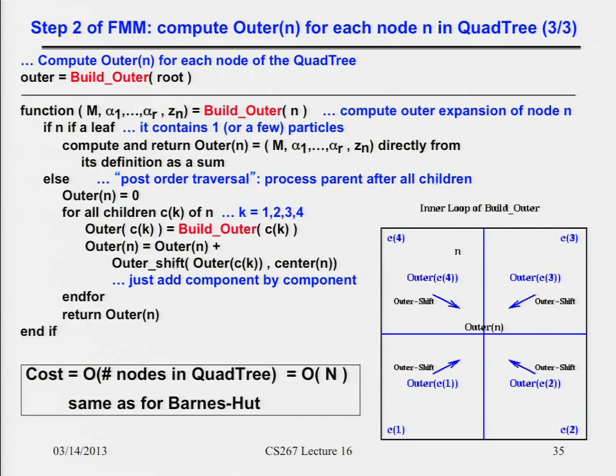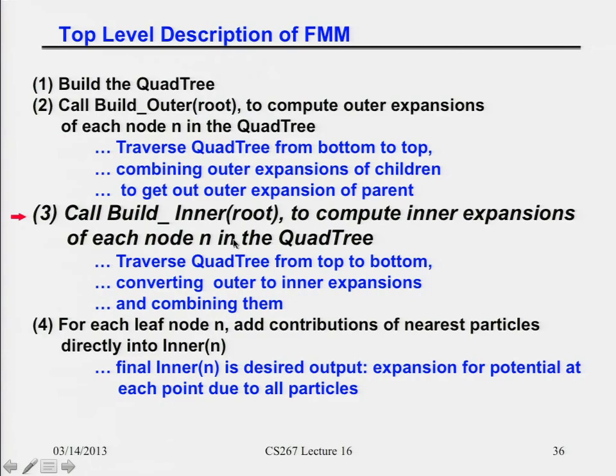Okay. So now I'm finished with that. I have outer expansions for every node. And now I have to do what's really different from Barnes Hut. I have to combine them to get expansions inside that are true inside each node due to everybody on the outside.